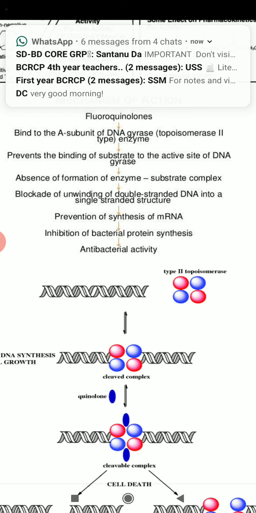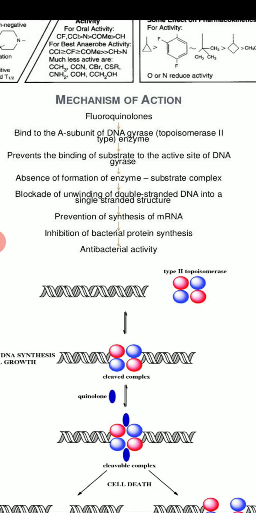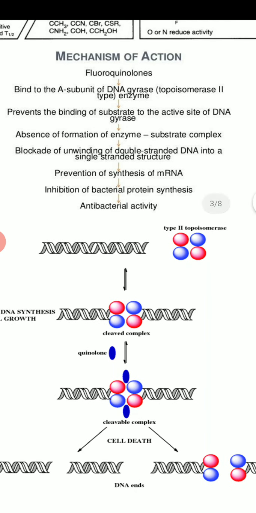So you have to remember all the structures through the difference of the moieties or different groups at different positions. What is the difference between norfloxacin and ciprofloxacin? You can see in the structure, the basic difference is the substituent at the pyridine nitrogen. In case of norfloxacin, it is C2H5, but in case of ciprofloxacin, it is a cyclopropyl group.